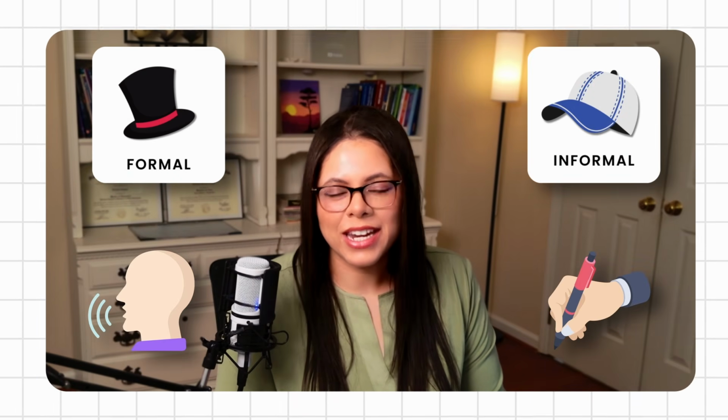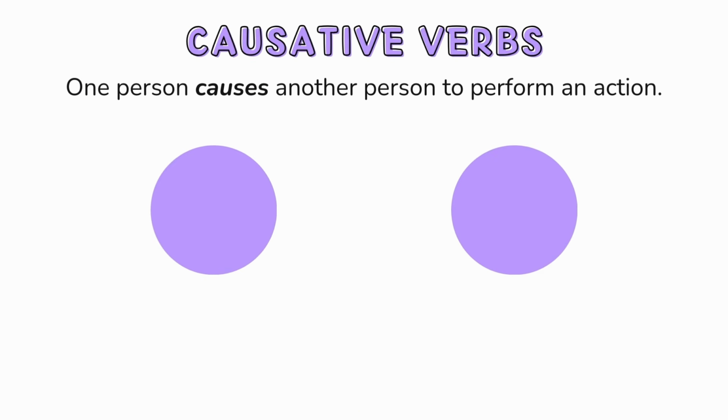We can use them as causative verbs, which are essential for communication with native speakers. We use them all the time, both formally and informally in speaking and writing. Causative verbs are used in situations where one person causes another person to perform an action.